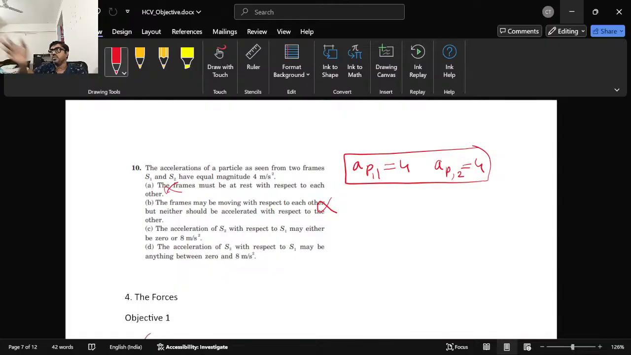They can go in this way, one can go in a corner, so it can't go upward. But on a horizontal surface, they can go in all possible directions, infinite possible directions. So it need not be only 0 or 8, it can be any value between 0 and 8. The acceleration of S2 with respect to S1 may be anything between 0 and 8, that's the answer.